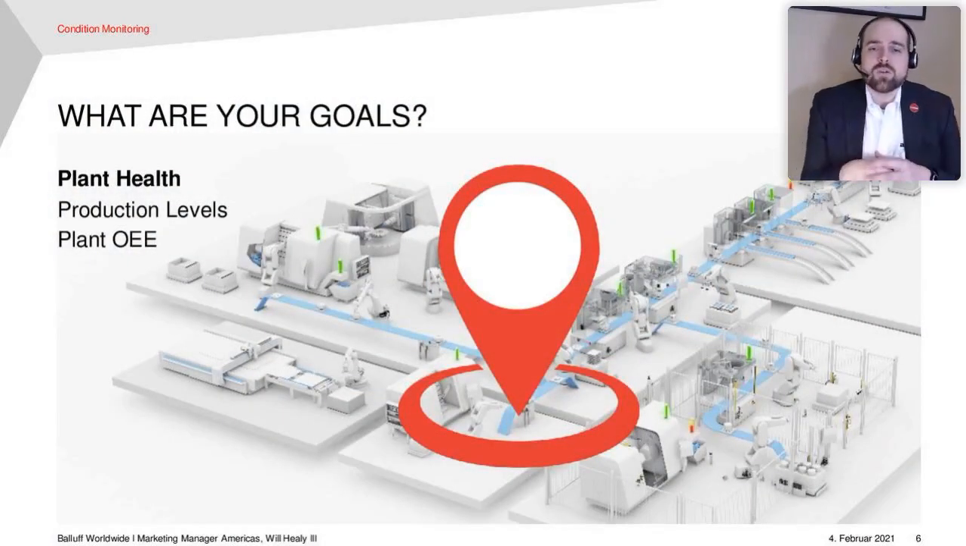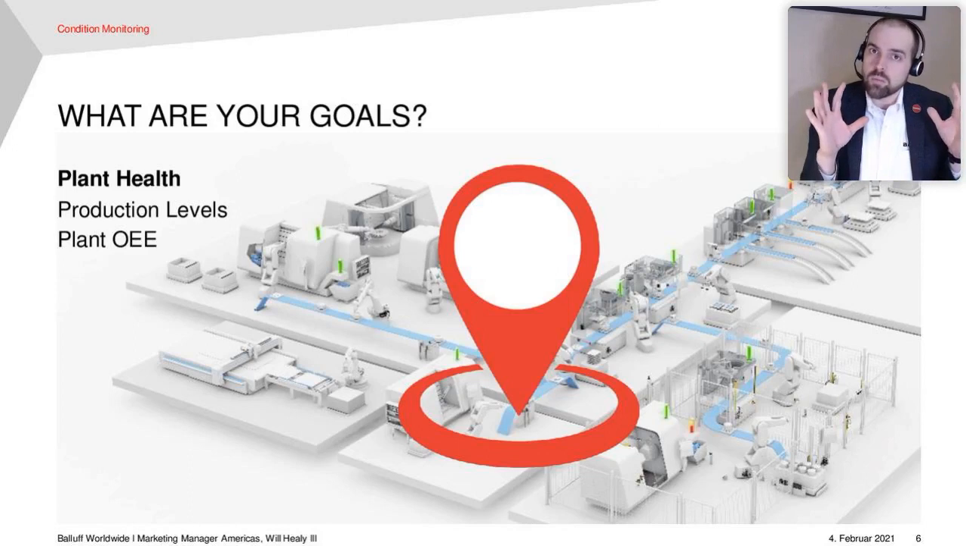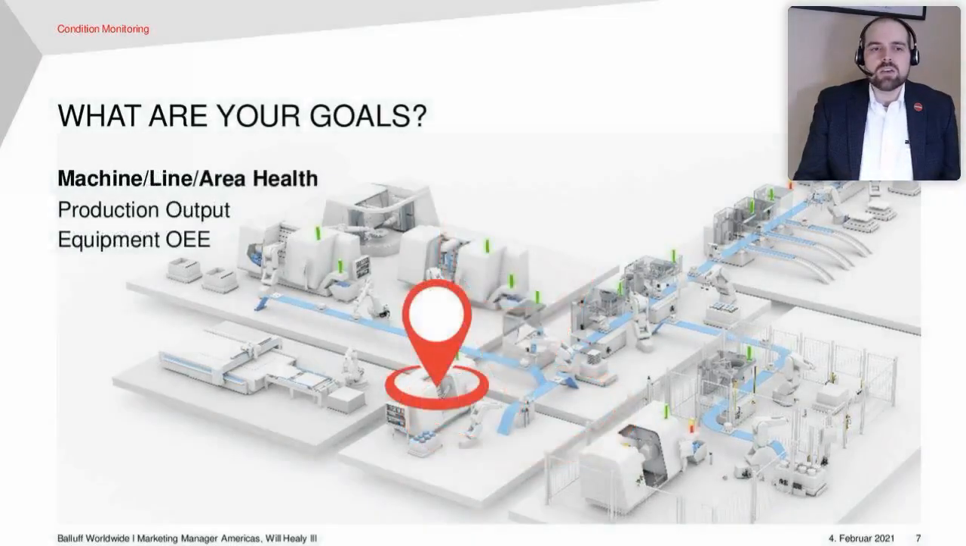Really, I always like to start with, what are your goals? I mean, what are you trying to do? Probably you're trying to reduce downtime, understand plant health, improve productivity, those kinds of topics. But are you trying to just understand the overall plant's production levels and OEE, or maybe you're interested in just one machine's health or one area, one machine that is giving you the most headache?